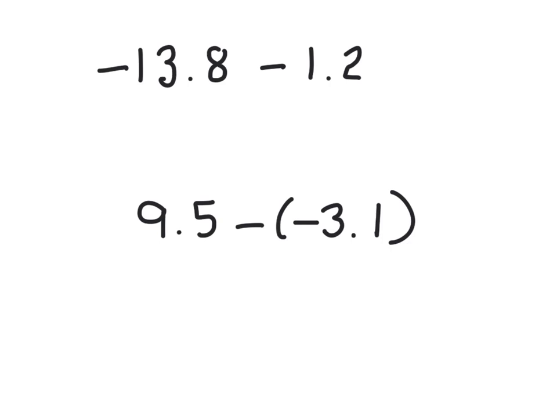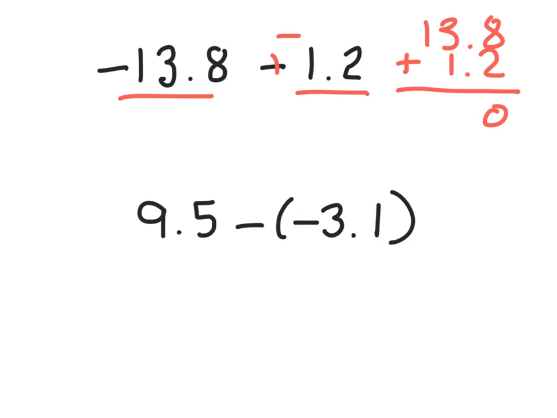All right, pause your video, do the first example, then restart to check your answer. Welcome back from pausing the video. We are subtracting 1.2 from negative 13.8. That's the same as adding a negative 1.2. Since I'm adding two decimals that are both negative, we'll add them and keep the sign. So 13.8, 1.2, we have to line up our decimal points. Therefore, this will equal negative 15.0 or negative 15.